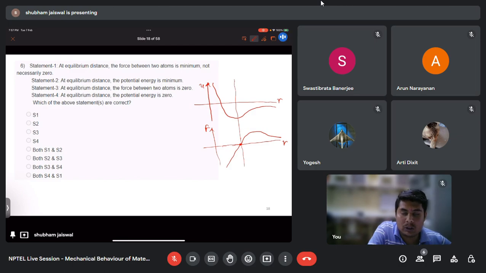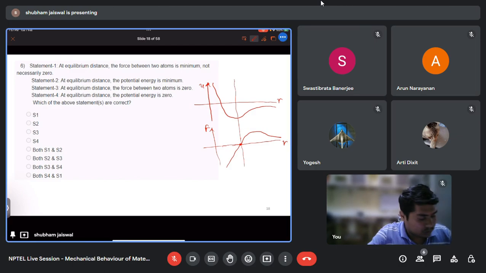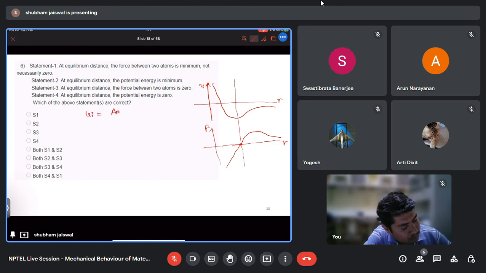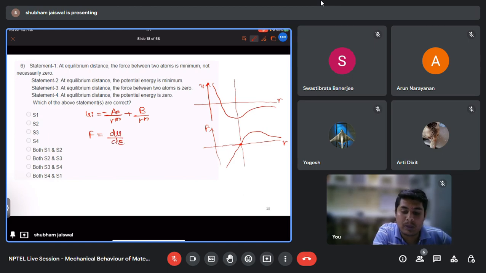Okay. So, as we all know, the interatomic potential is given by minus A upon R^m plus B upon R^n. So now, if we consider the force, that is dU upon dr, when dU upon dr is equal to 0, what will be the condition? That condition will be either R equal to R0.